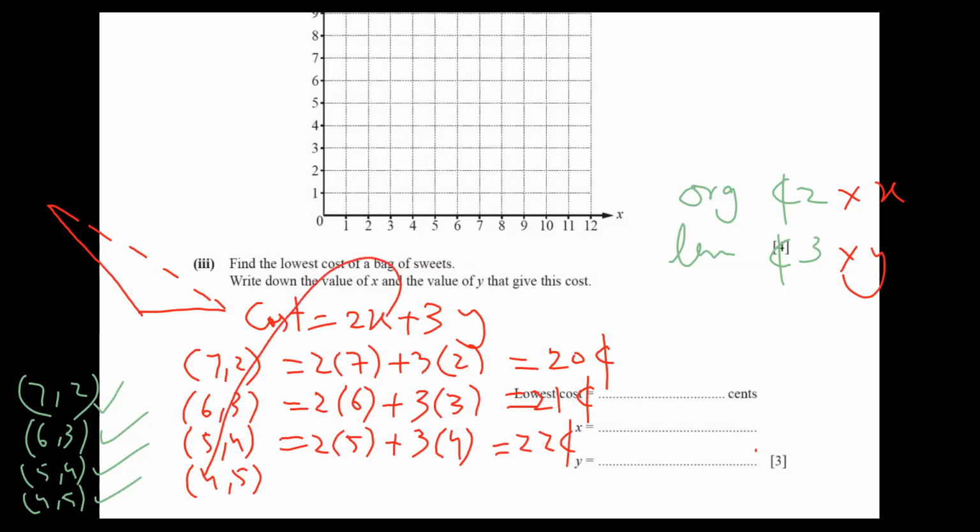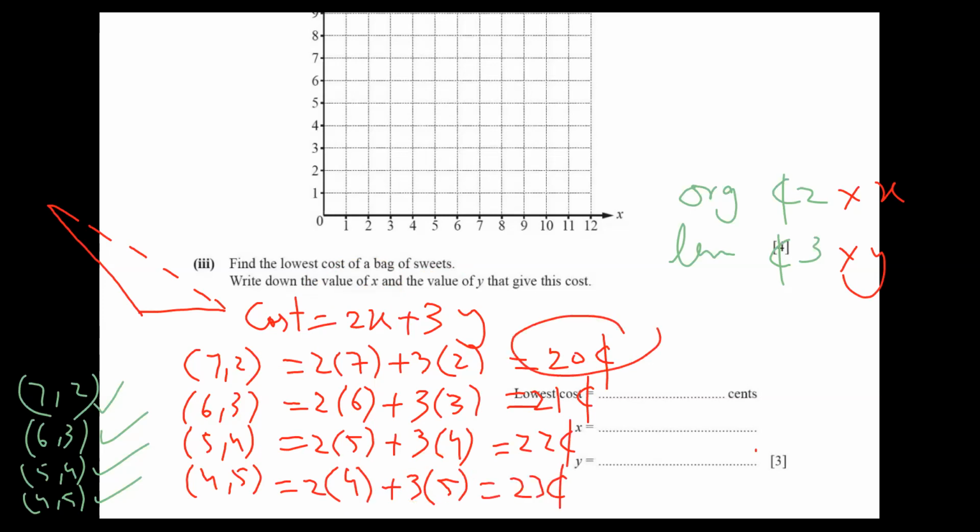Okay, this 4 goes here, 5 goes there, and let's see how we can deal with this. 2 times 4, 8, and 3 times 5. So 8 and 15 give you 23 cents. So the lowest cost is 20 cents.